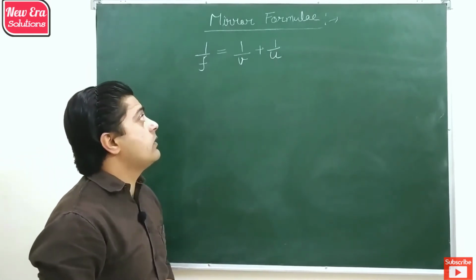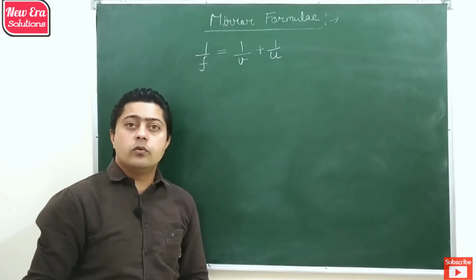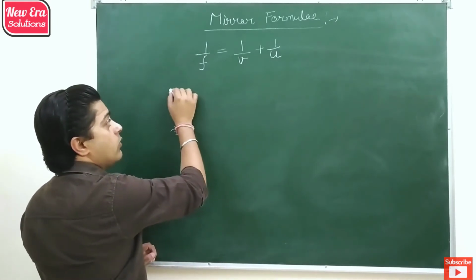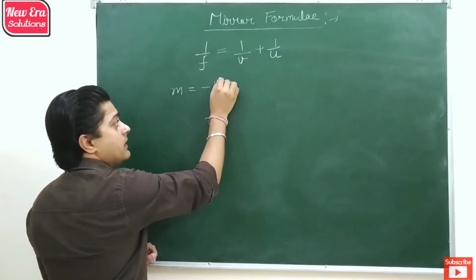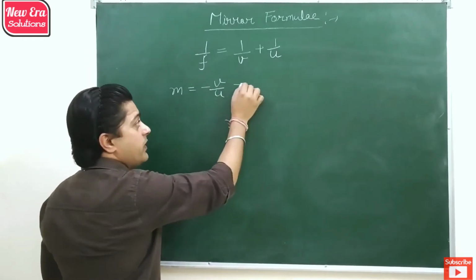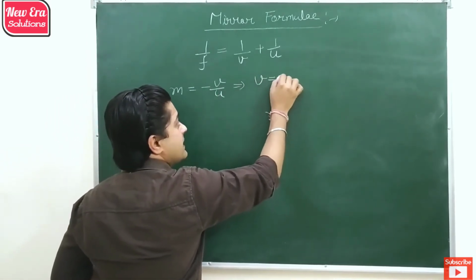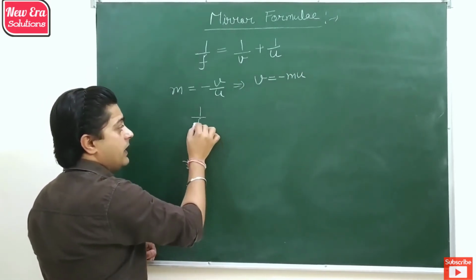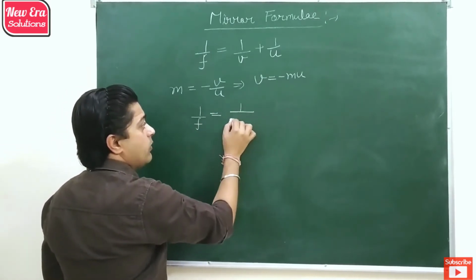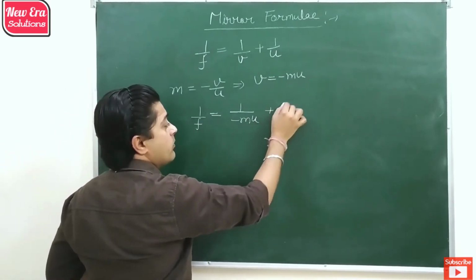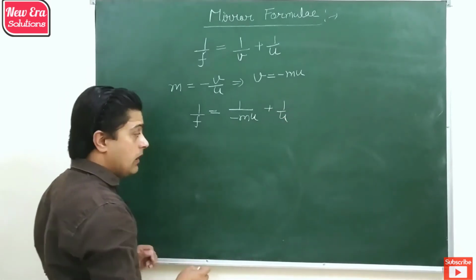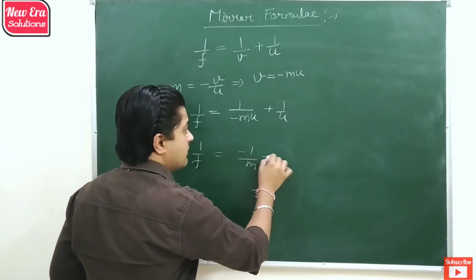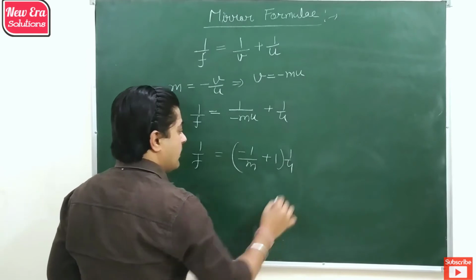So 1 upon f is equal to 1 upon v plus 1 upon u, and this formula can also be represented in form of magnification. As we know, magnification is minus v by u, and we can replace v is equal to minus mu. By putting this value in our equation, we get 1 upon f is equal to 1 upon minus mu plus 1 by u. Now we take u common in both the terms, so we get minus 1 by m plus 1 into 1 by u.